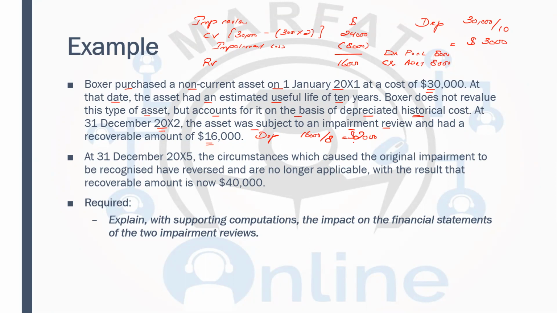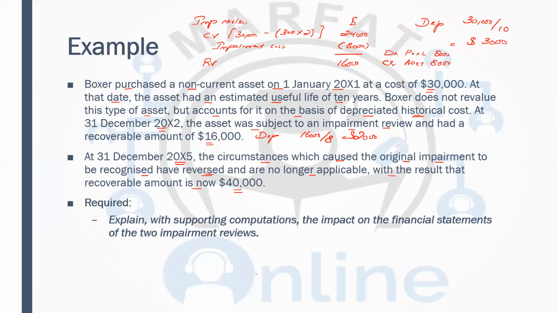Right? Now, at 31st December 20X5, after a further 3 years, the circumstances which caused the original impairment to be recognized have reversed. I told you that impairment is based on indicators. Now the indicators have been reversed, and we need to reverse the impairment loss as well, with the result that the recoverable amount is now 40,000. First of all, we need the carrying value at this date.